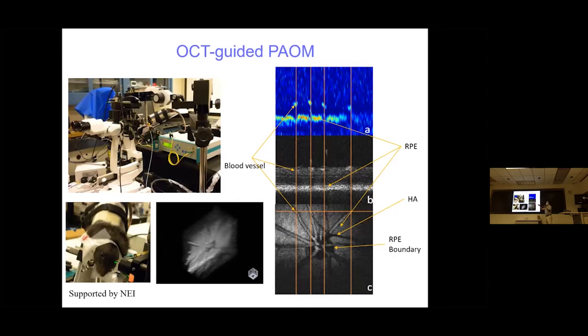So we combine different imaging technologies in a single platform. The upper one is photoacoustics, and this is OCT. We combine them together, and we can reveal different features of the retina simultaneously.